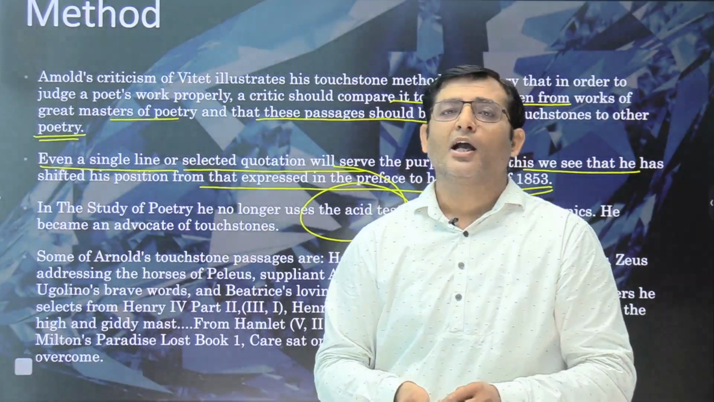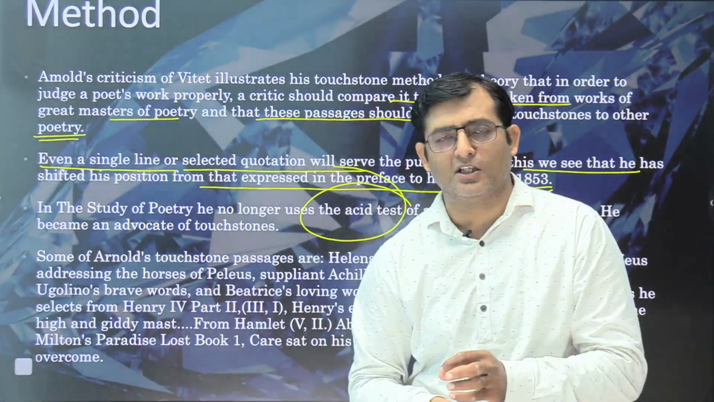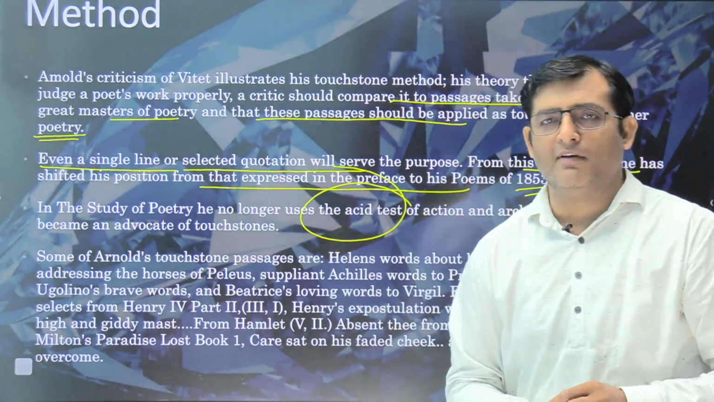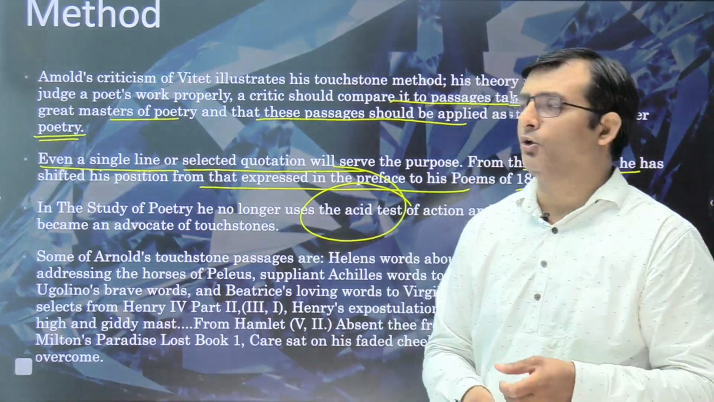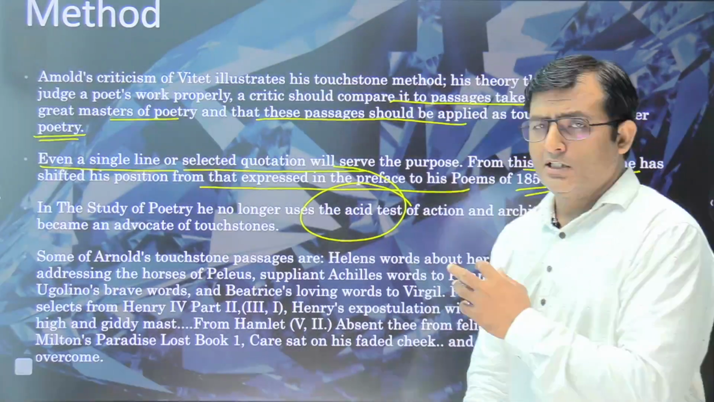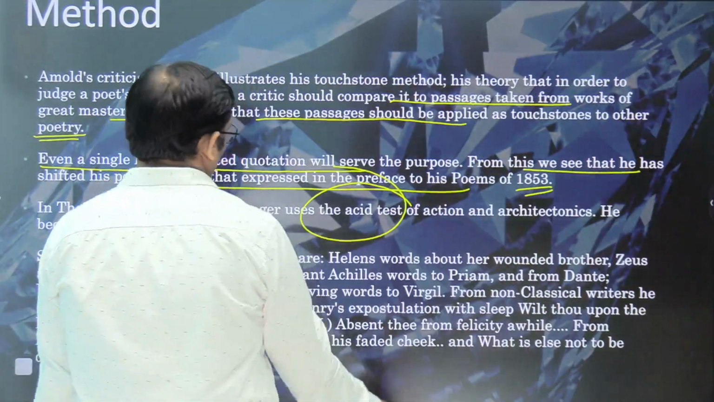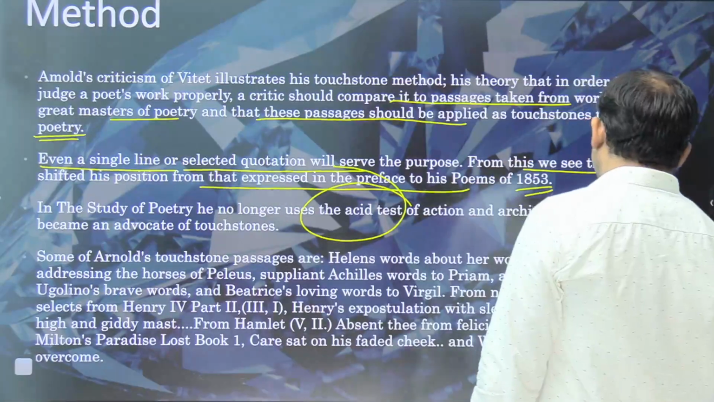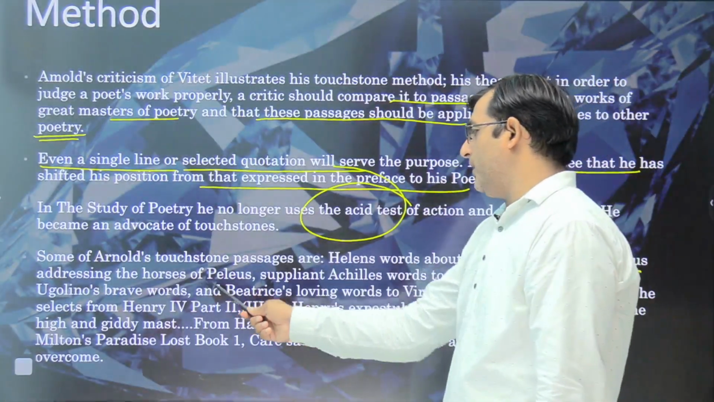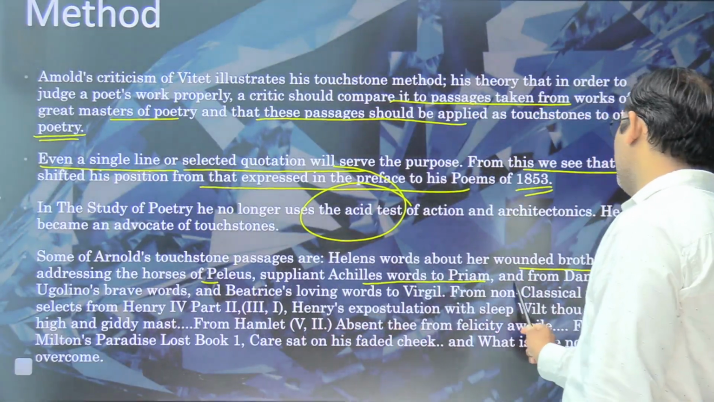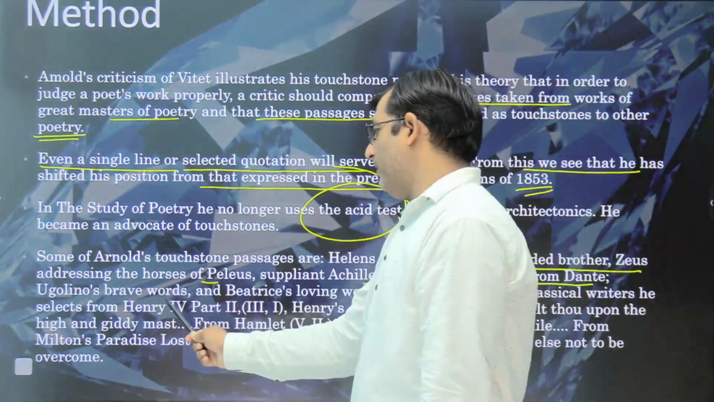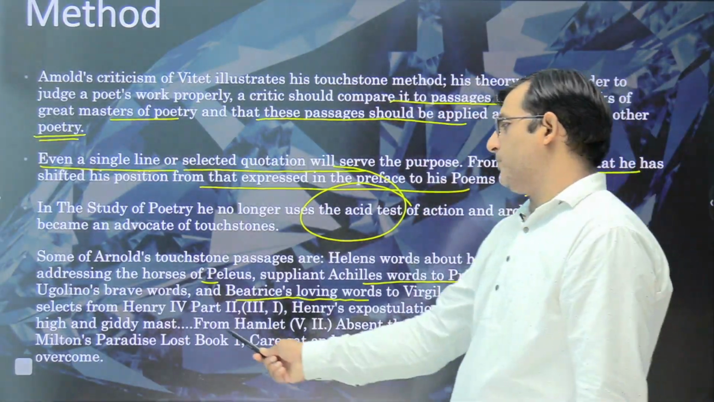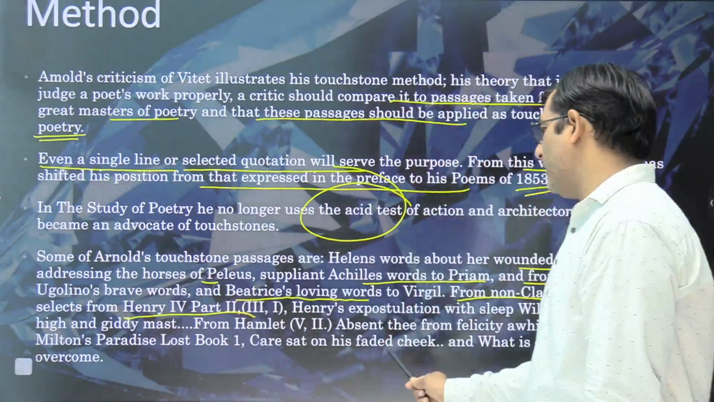That is basically a comparative criticism, and here he suggests that compare your poems with a single line of the classical writers to judge, or to evaluate or to know the value of your poetry. Some of Touchstone's passages that he quotes are from Homer: Helen's words about her wounded brother Zeus, addressing the heroes of Peleus, suppliant Achilles' words to Priam, and from Dante, Ugolino's brave words and Beatrice's loving words to Virgil. From non-classical writers, he selects from Henry IV Part 2 and then Hamlet.